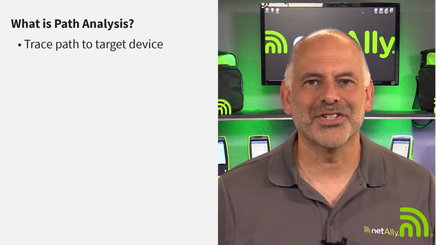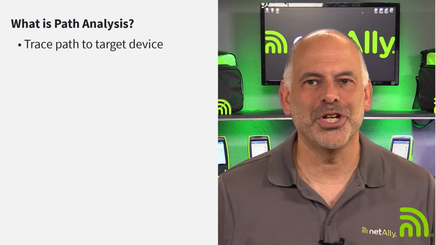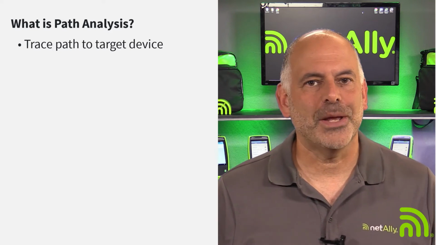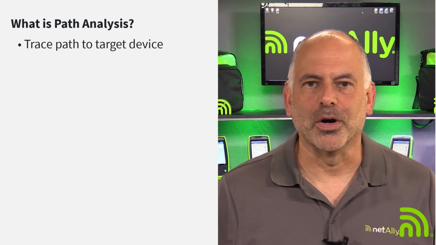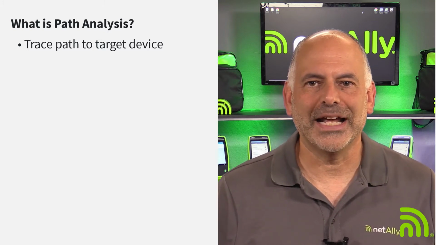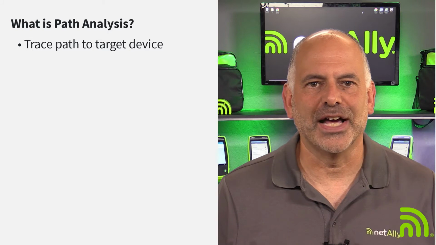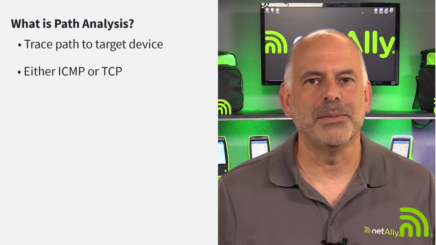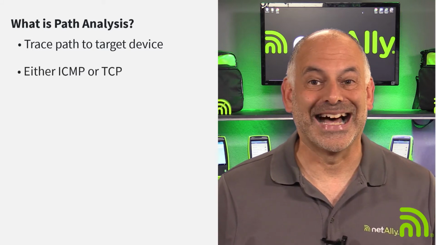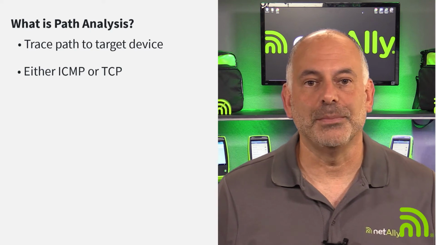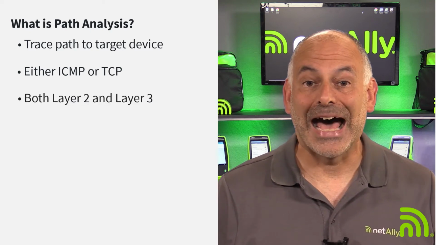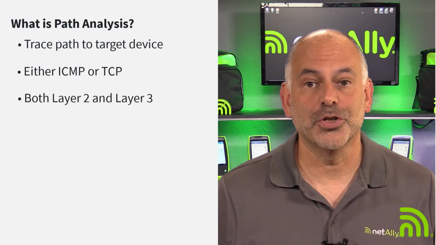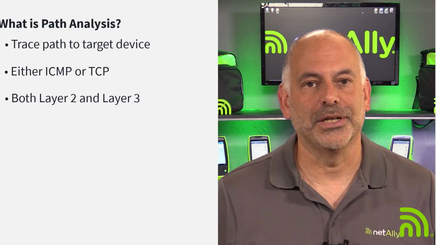The path analysis app on the Etherscope NXG allows us to trace a path through the network from the Etherscope NXG to a destination device. This analysis may be performed using either the ICMP or TCP protocols. The path is traced at both Layer 2 and Layer 3.